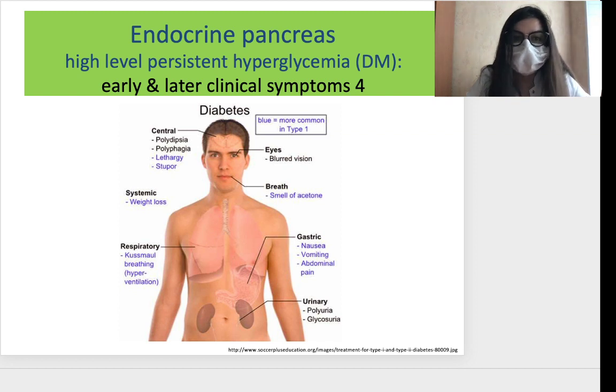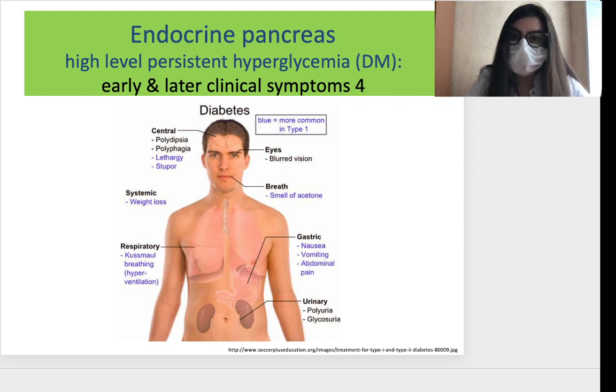And by scheme, one more time, symptoms of diabetes mellitus. In more violet color, you see more common symptoms for type 1 diabetes mellitus. Central, one more time, it is polyuria, polydipsia, polyphagia. It can be lethargy or even stupor. It is blurred vision, smell of acetone for type 1.